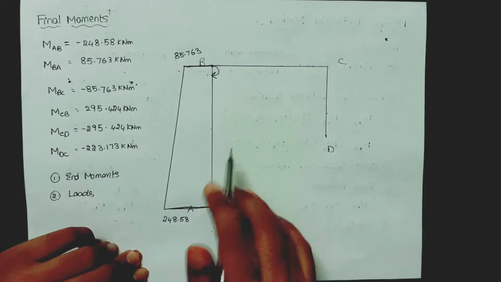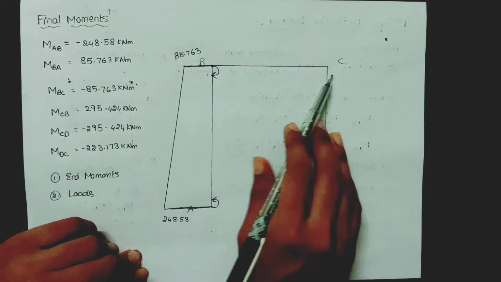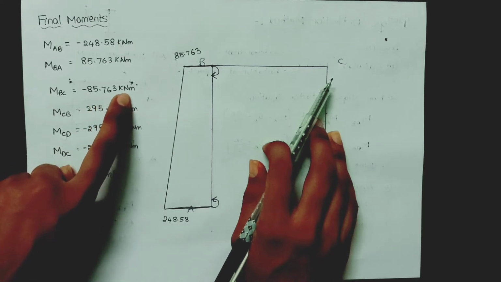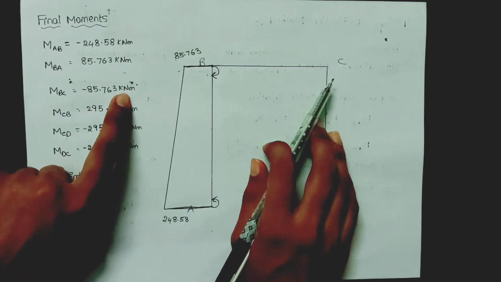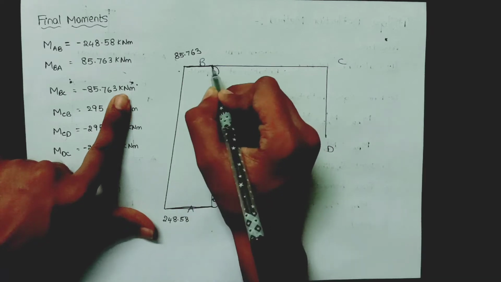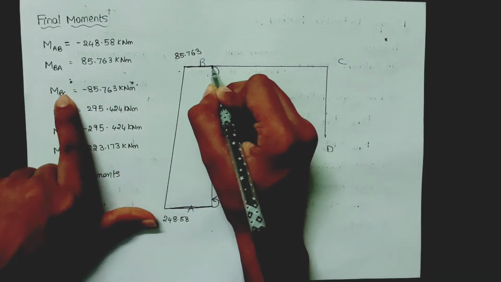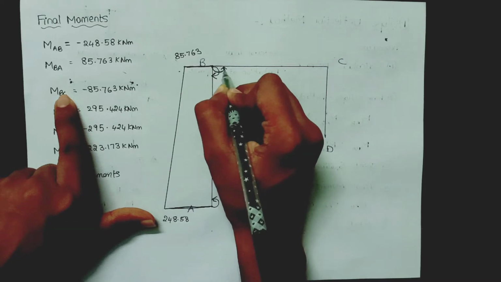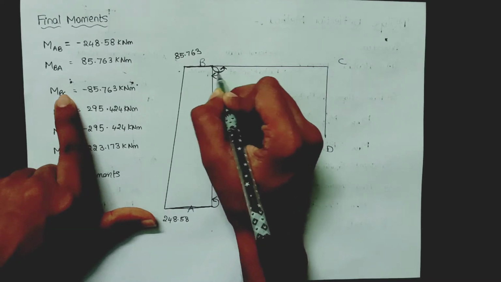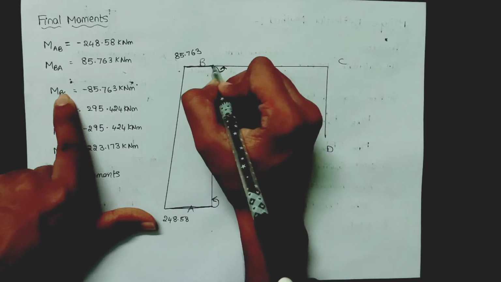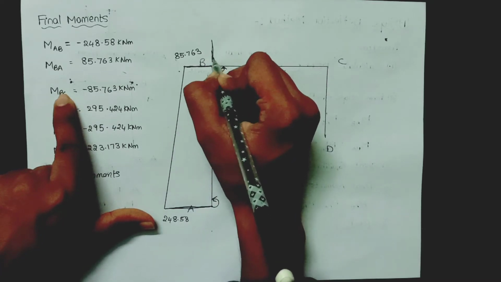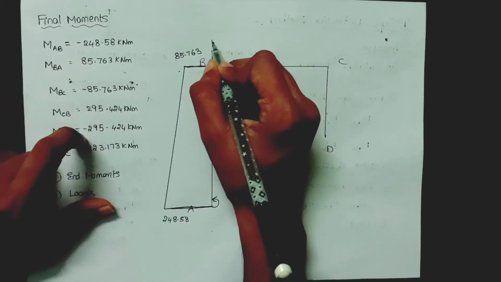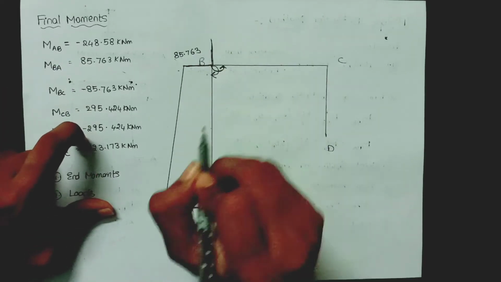Now consider member BC. In the member BC, the moment is minus 85.763. The minus value indicates the anti-clockwise direction. Again from the point B, this is the anti-clockwise direction, so this is the arrow. The arrow is indicating the upward direction, so I have to draw the line in the upward direction with the same magnitude. The values are equal and opposite. Now I have drawn it with the same magnitude.